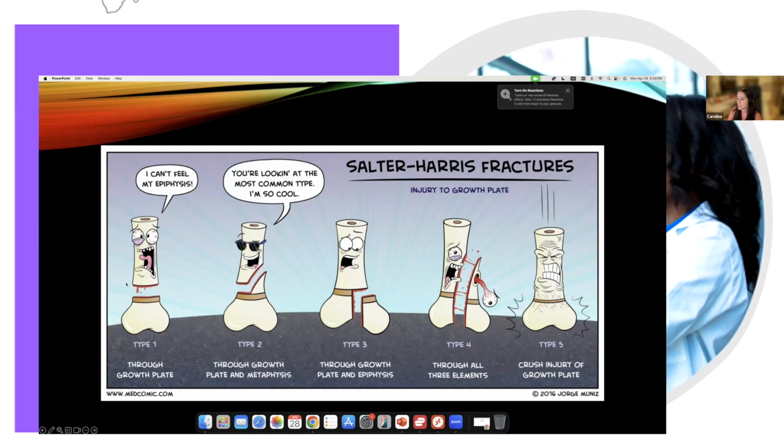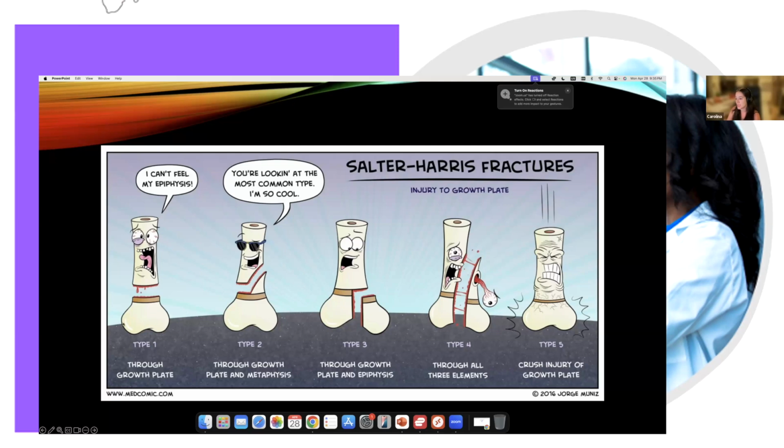So I like this cartoon by a comic for Jimenez. I tend to follow him. It's very didactic, and I like how he shows the different Salter-Harris fractures. So he's mainly saying that the type 1 is a fracture that goes through the growth plate. So you just see a lucency through it. The type 2, which is actually the most common, goes through the growth plate and the metaphysis.